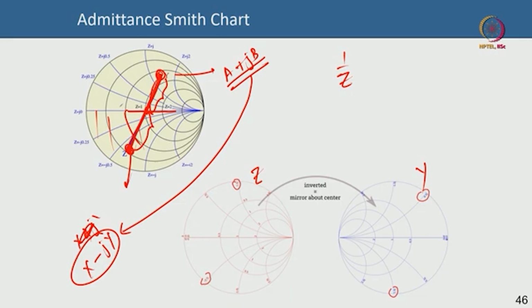So instead of doing this, which might create hassle, what people do is that they flip the impedance Smith chart, mirror about the center, and the top becomes negative in the admittance Smith chart, this is negative, and the bottom becomes positive on the y Smith chart, which is opposite to the z Smith chart, and you have circles going like this.